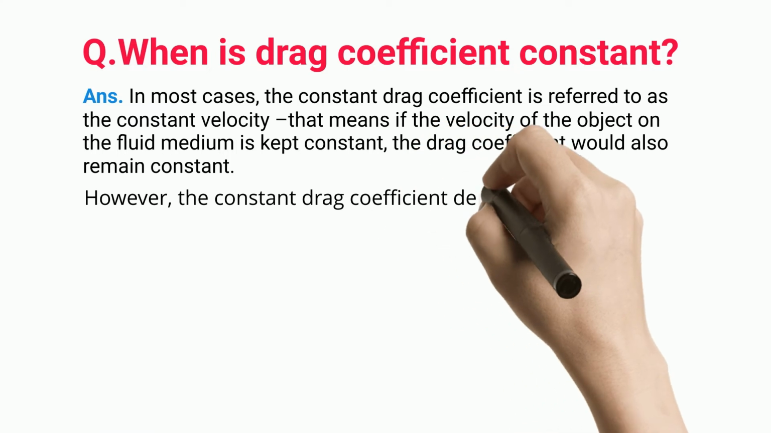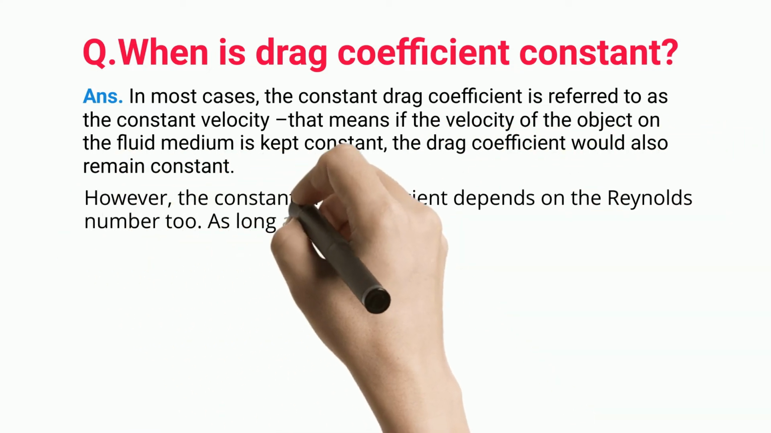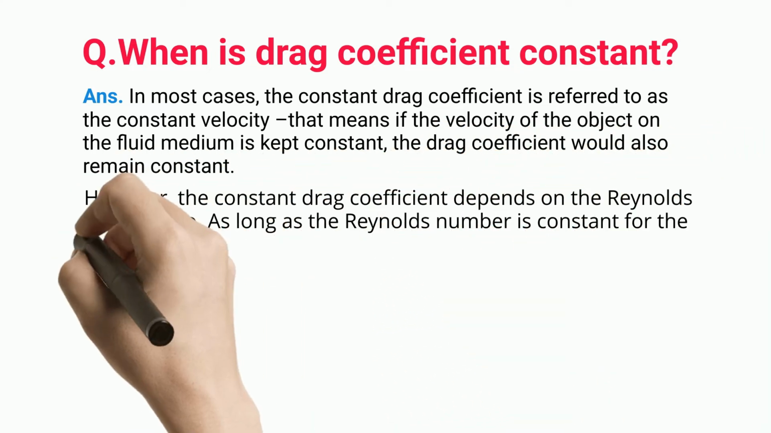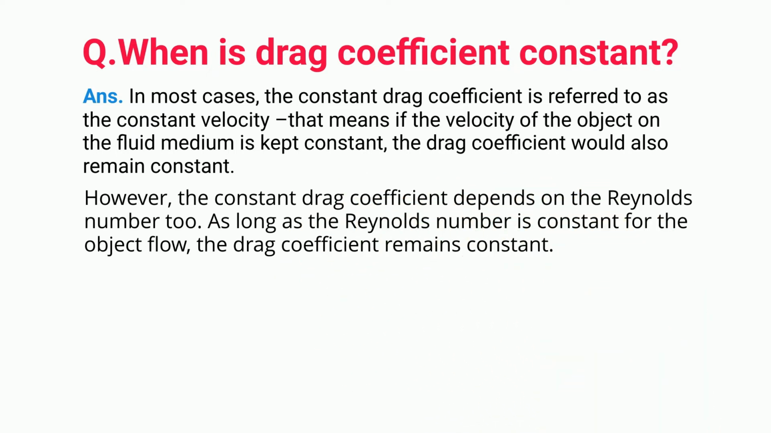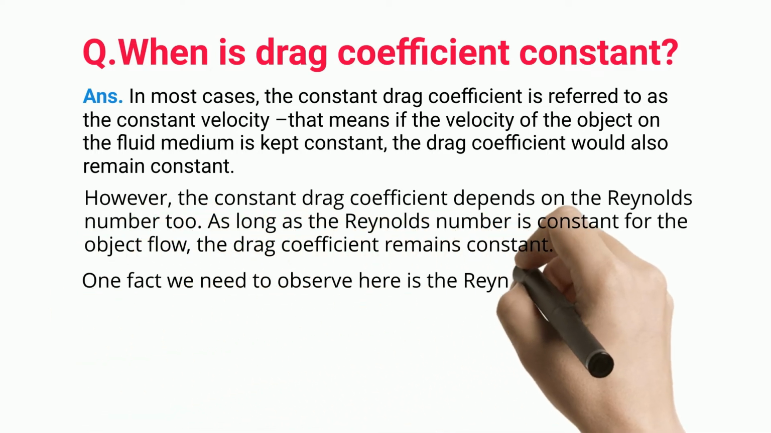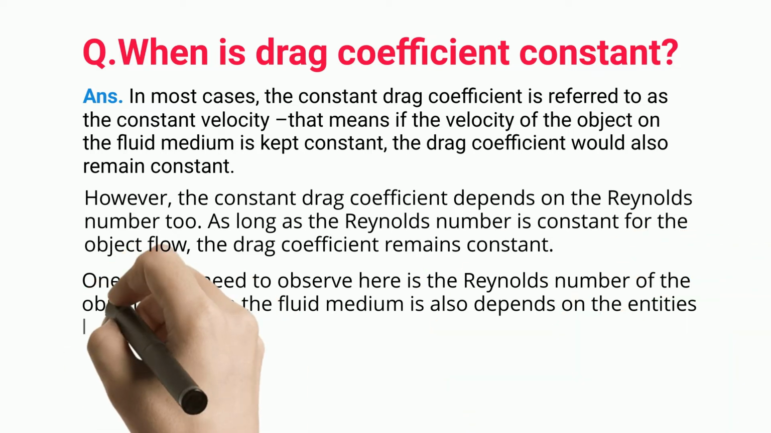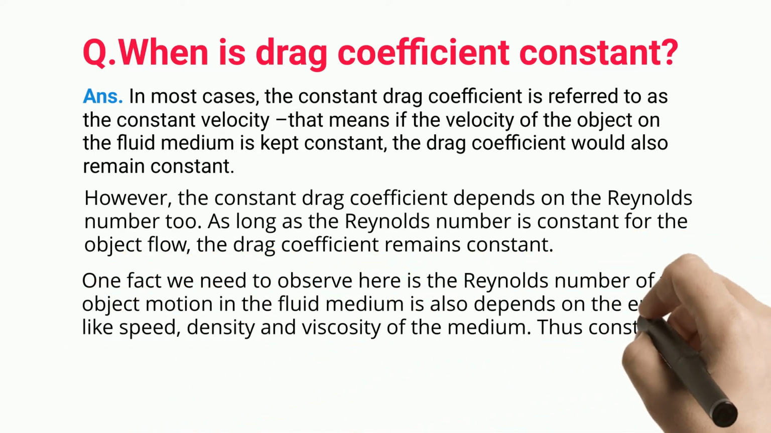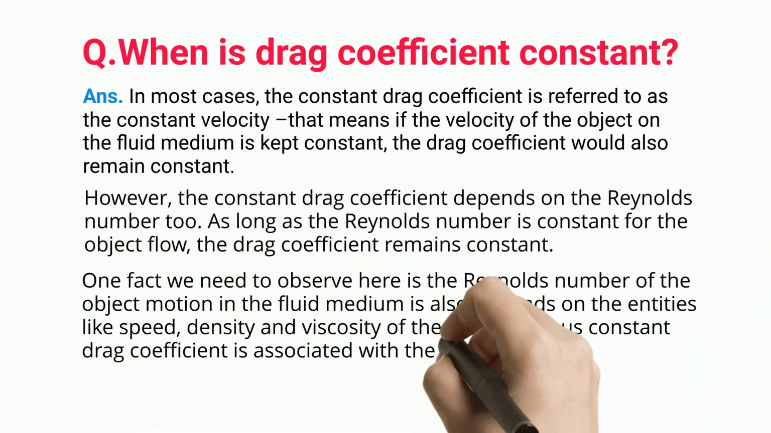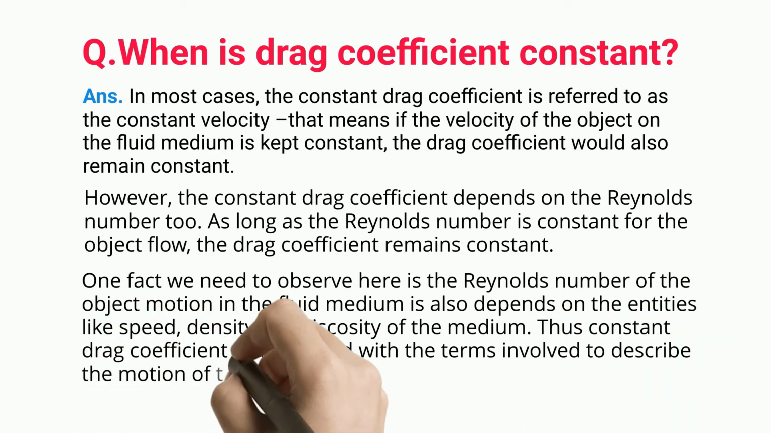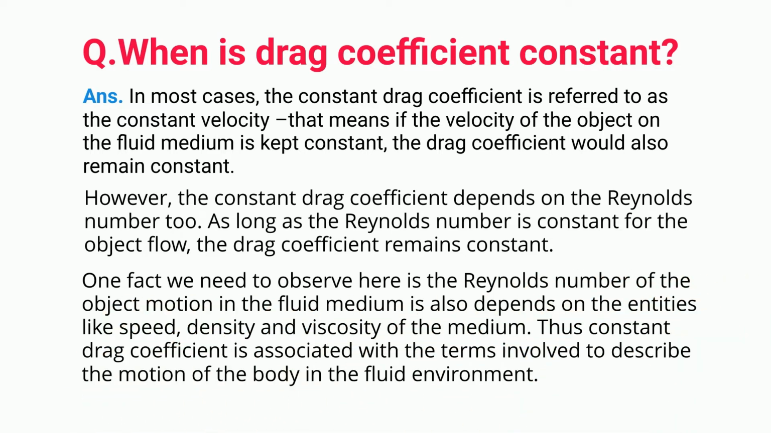However, the constant drag coefficient depends on the Reynolds number too. As long as the Reynolds number is constant for the object flow, the drag coefficient remains constant. One fact we need to observe here is that the Reynolds number of the object motion in the fluid medium also depends on entities like speed, density, and viscosity of the medium. Thus constant drag coefficient is associated with the terms involved to describe the motion of the body in the fluid environment.